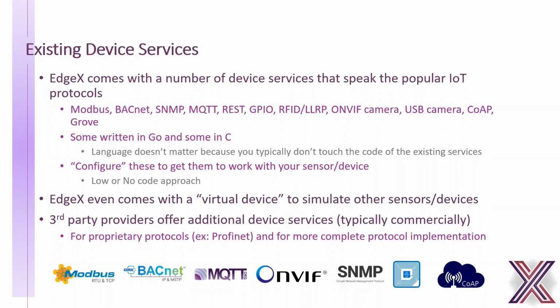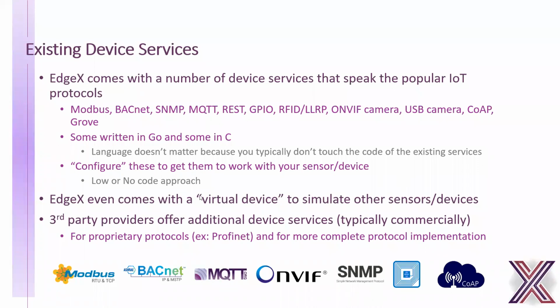The language doesn't matter, because typically when you're using one of these device services, you're not having to touch the code itself. All you're having to do is what we say configure, or if you will, provide some details to that device service about how you need to work with, connect to, and exchange information with that sensor device. So that's the low code or no code approach, using existing EdgeX device services to communicate with things that are already out there. This is going to be a topic for some of what you'll hear in next week's Tech Talk, as James Butcher will tell you more about how to, if you will, configure, or more precisely, provide a device profile for existing device services that exist out there.